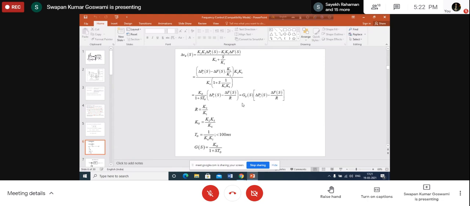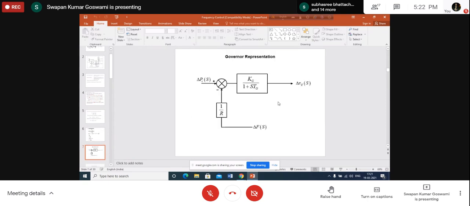Sometimes we may write in this way: G of S. G is for governor, G of S representing the transfer function of the speed governor. G of S is Kg by 1 plus S Tg, and del PCS is the power increase command. Del FS is the transform of the frequency change, and R is the governor regulation. So this is how we may represent the governor.